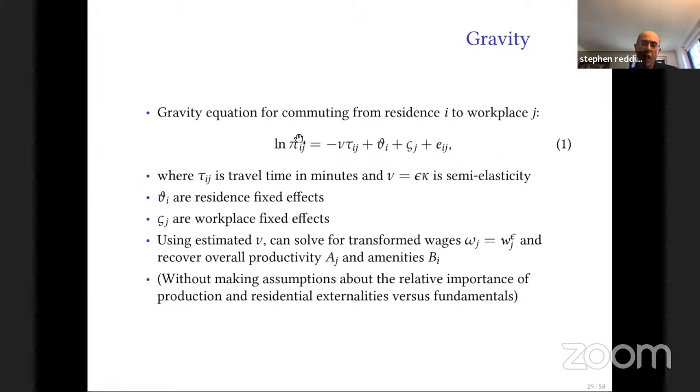So we're just going to run this regression, estimate that composite parameter, and then using that composite parameter, we can actually recover wages to the power epsilon adjusted for that Frechet scale parameter somebody mentioned in an earlier question. These wages here are defined to include those Frechet scale parameters and are raised to the power of the Frechet shape parameter. Once we get those adjusted wages, we can recover overall productivity and amenities without making any assumptions about agglomeration forces.